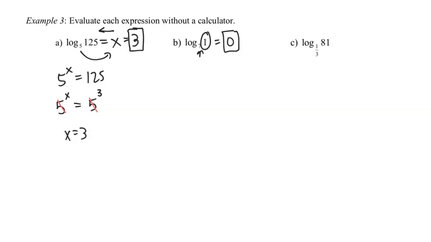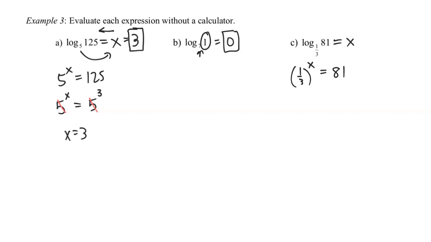Okay, letter C, this is saying log base 1/3 of 81. So again, what does this really mean? 1/3 raised to the what power is 81? That's probably not one that you know right off the top of your head, so I'm going to suggest setting this equal to x and putting it into exponential notation. So 1/3 to the x is equal to 81.